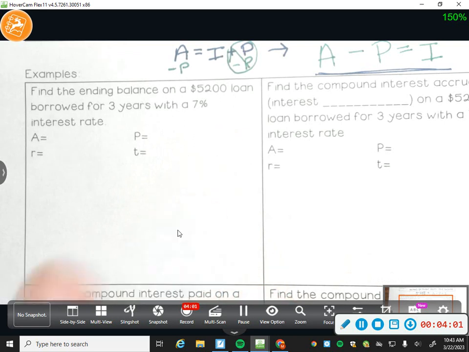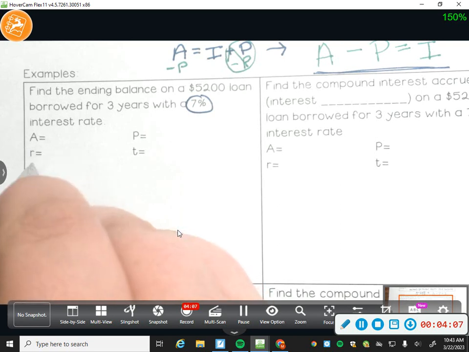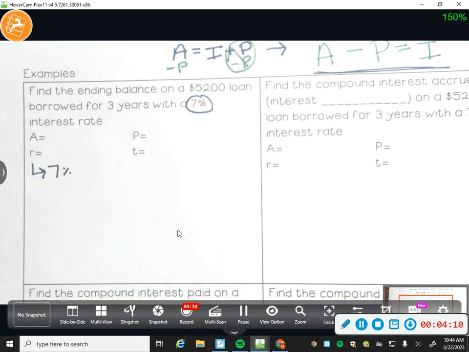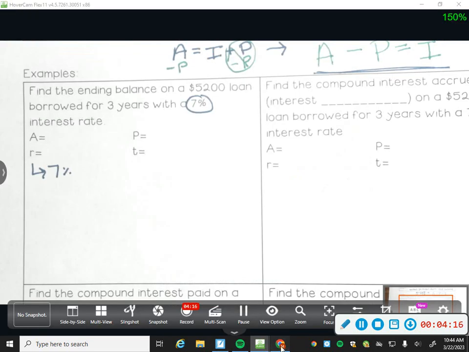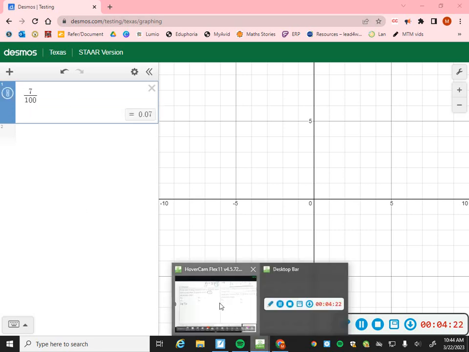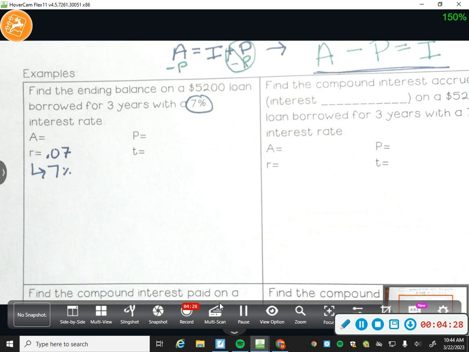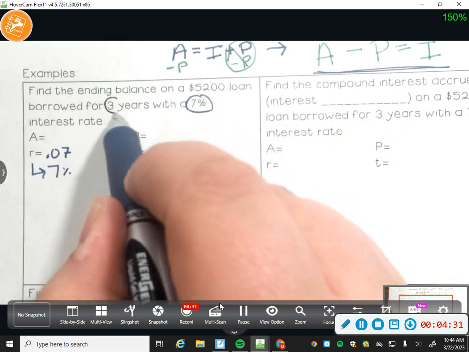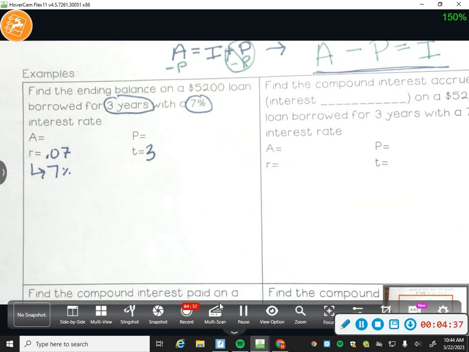I know it doesn't say that in our problem, but this is compound interest. That 7% then has to be the rate, but we're not allowed to use percents. So what we're going to do is 7 divided by 100 to change that percent into a decimal. 7 divided by 100, 0.07. The next number that I'm going to look at is 3, and 3 is attached to the word years, so that is our time. I do not have to divide by 12 because 3 is in years already. You'd only divide by 12 if it was in months.